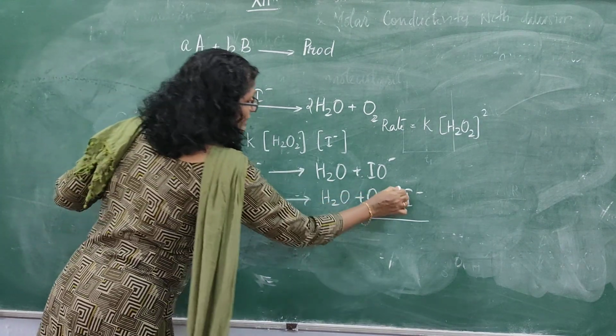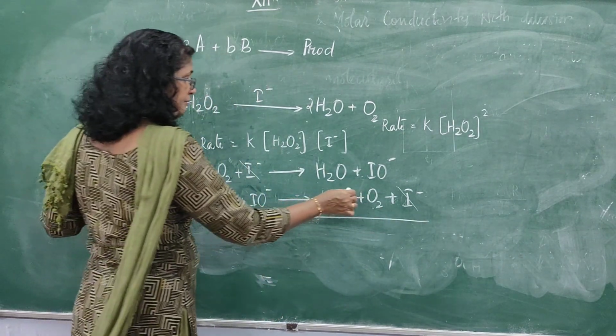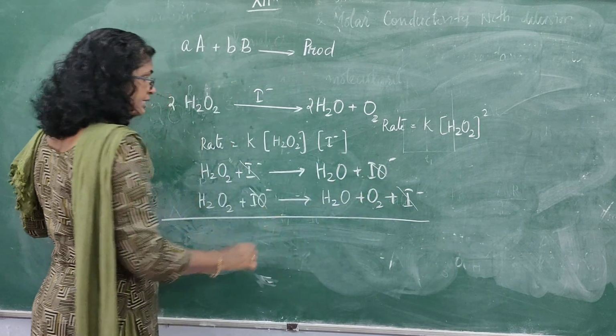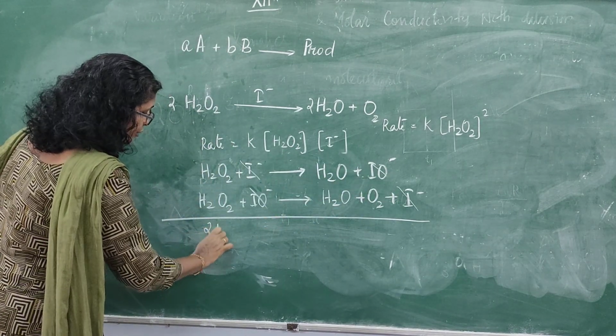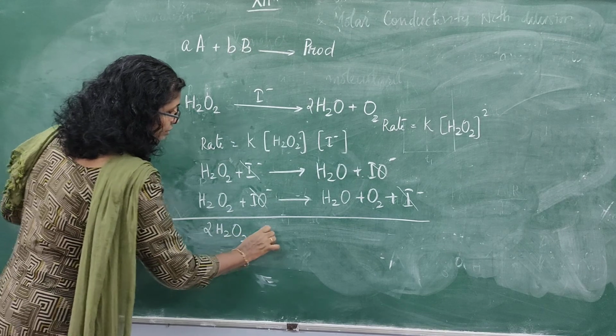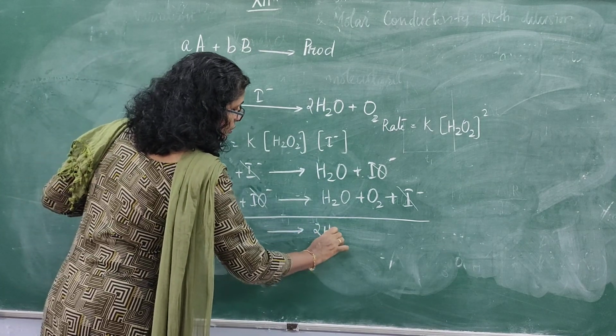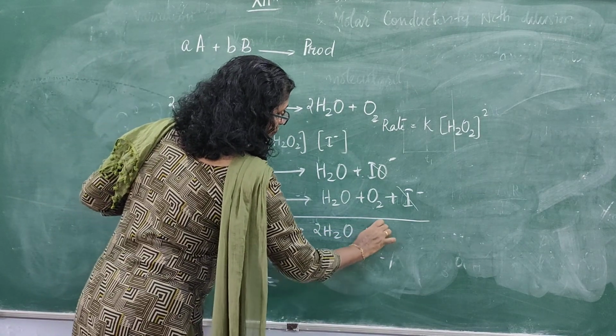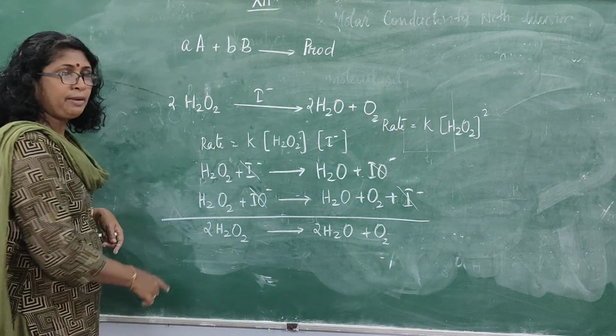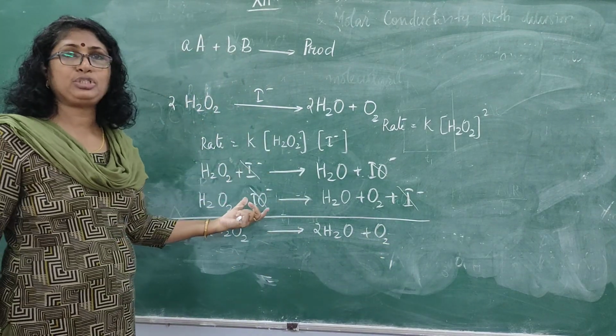Net reaction: you can see that these two cancel, then IO minus cancels. You write 2H2O2 gives 2H2O plus O2. So we got only the net reaction, but actually that reaction takes place in two steps.